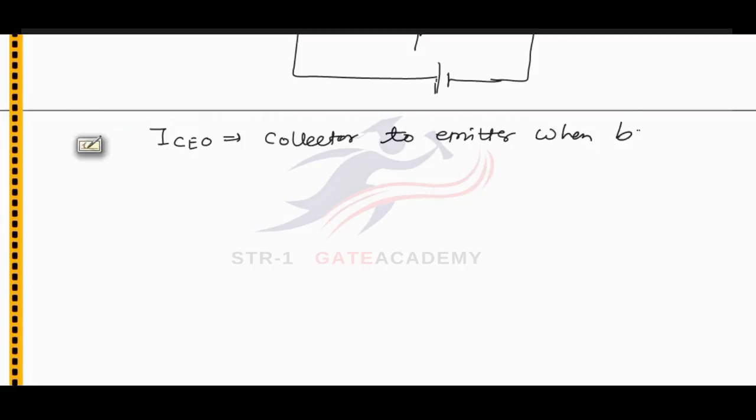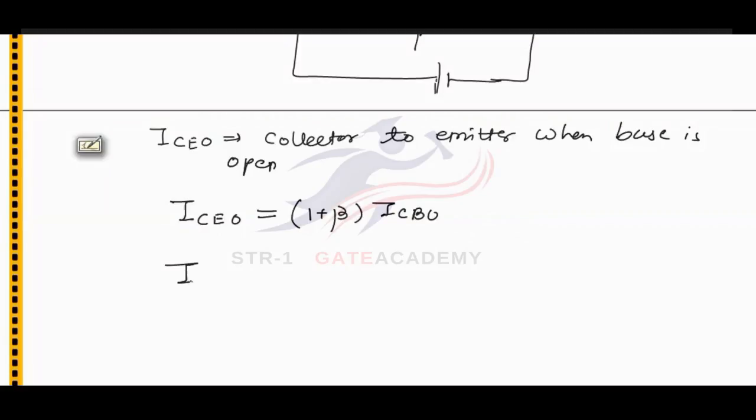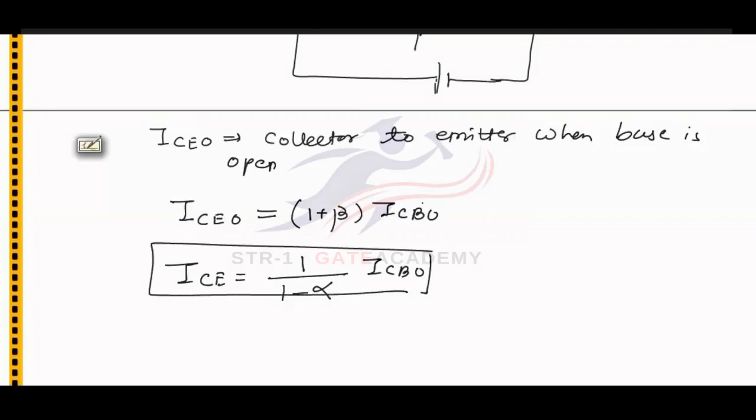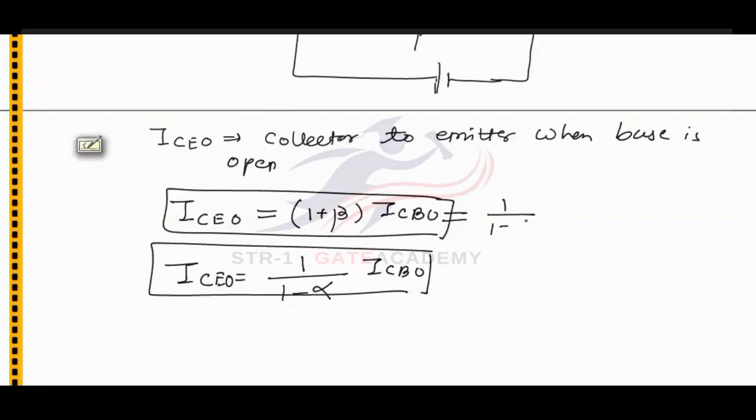When base is open, this current ICEO is given by 1 plus beta into ICBO. Also we can write it as ICEO equal to 1 upon 1 minus alpha into ICBO. Both the relations are same.